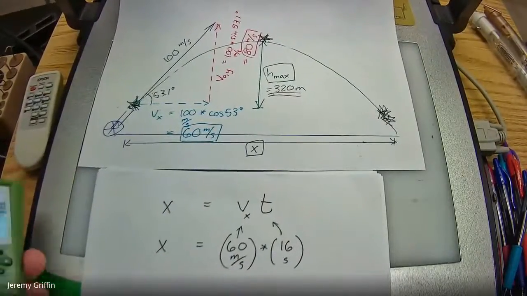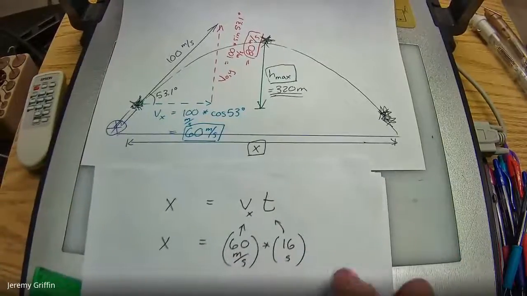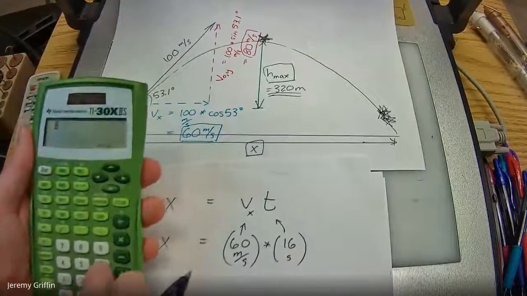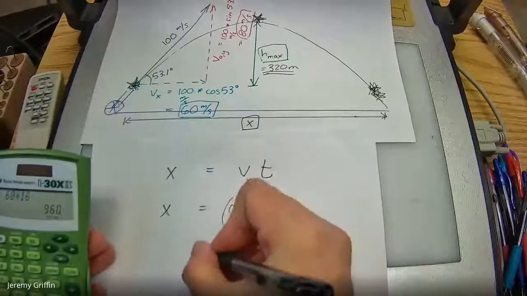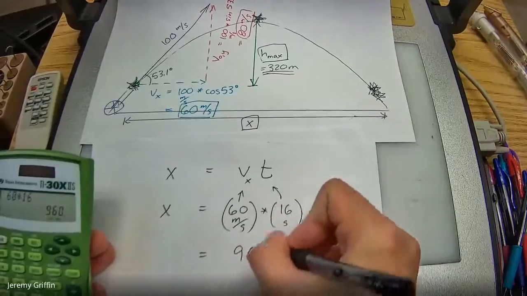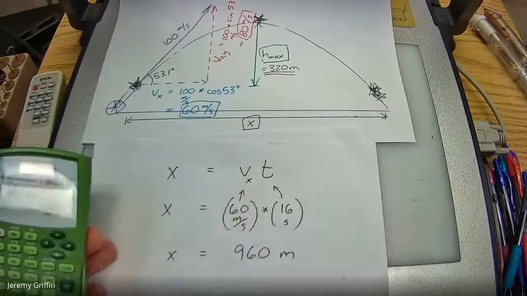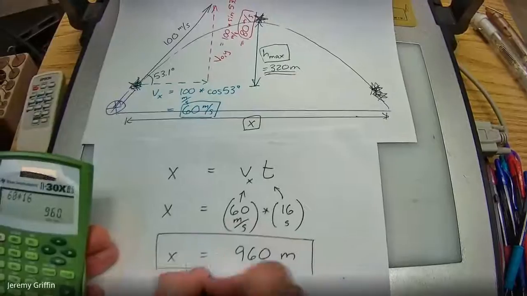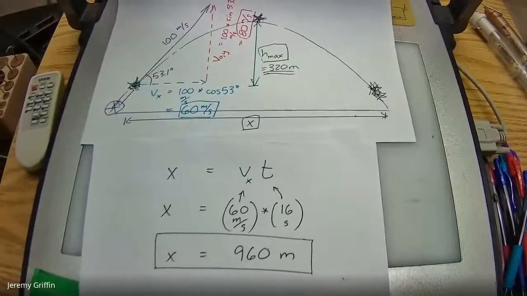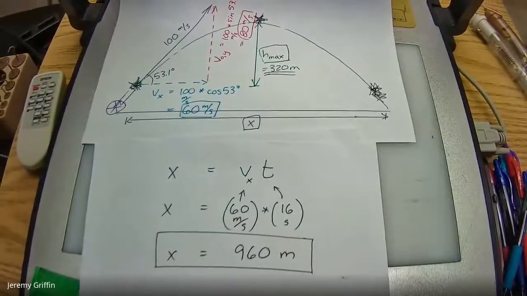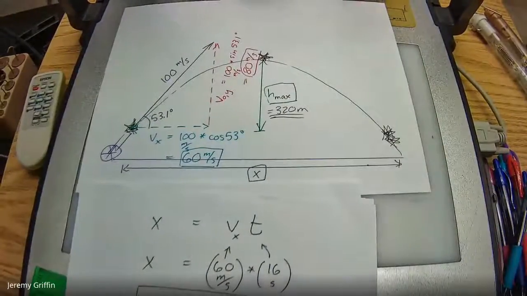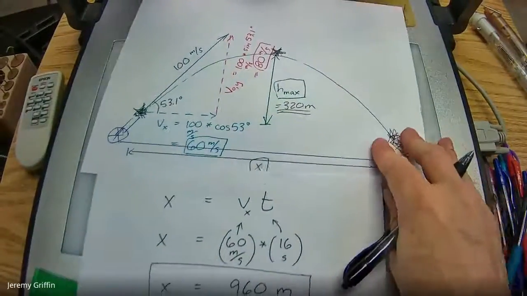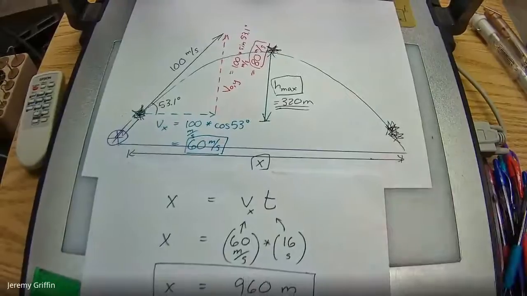Remember, 8 seconds up, 8 down. So it was traveling to the right for a total of 16 seconds. What does that come out to be? It was 60 times 16. The seconds cancel, get meters: 960 meters. That's almost a kilometer. That is a good blast distance right there. But I can believe that because this is a really fast blast speed. I mean, 100 meters per second. That's like over 200 miles an hour. You guys good?